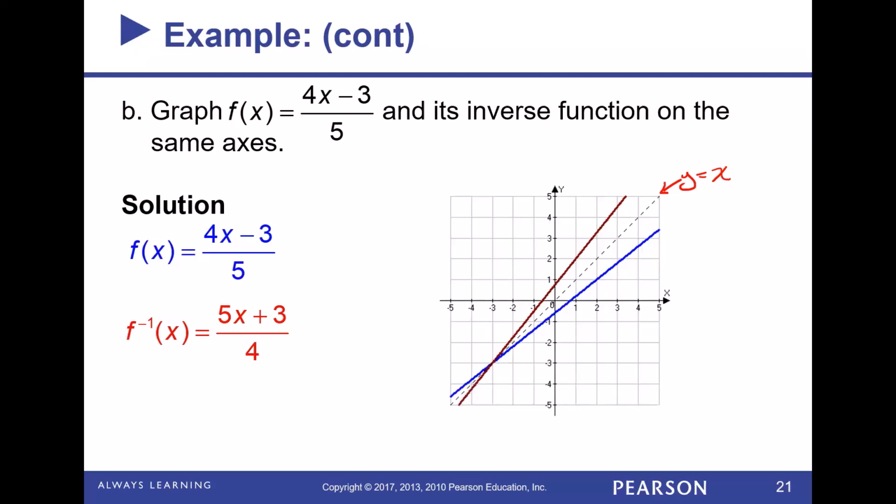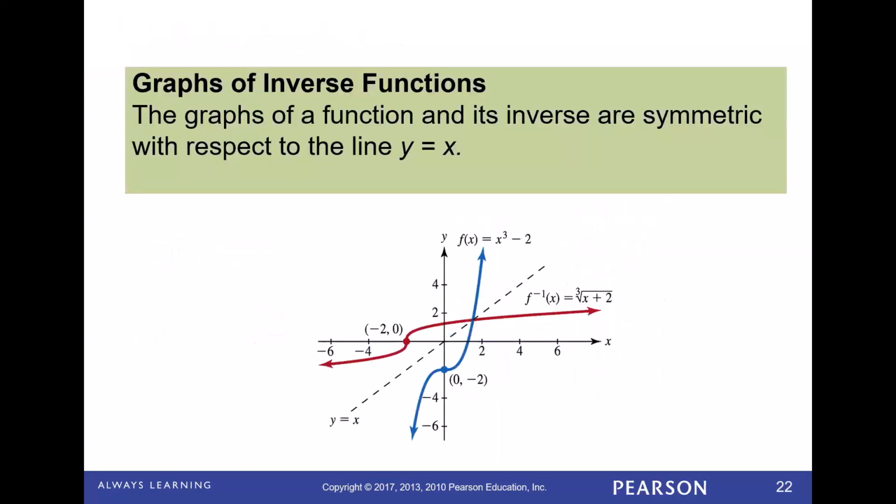Okay. And that's actually kind of where it leads into the next part of this, is that graphs of functions that are inverses of each other will always be perfectly symmetrical.